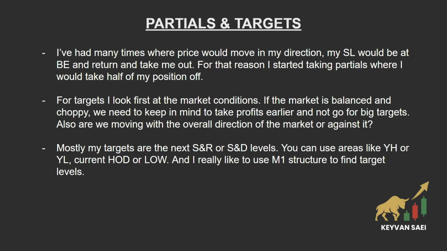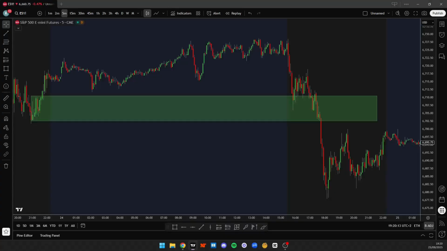Now, most of my targets when I enter a trade are support and resistance levels, supply and demand levels. You can also use areas like yesterday's high, yesterday's low, the current electronic high of day or low of day. And I really like to use the M1 structure to find target levels. So M1 highs and lows, M1 support and resistance on the lower time frame. I really like to use those areas for targets. Now let's head to the charts and show you some examples.